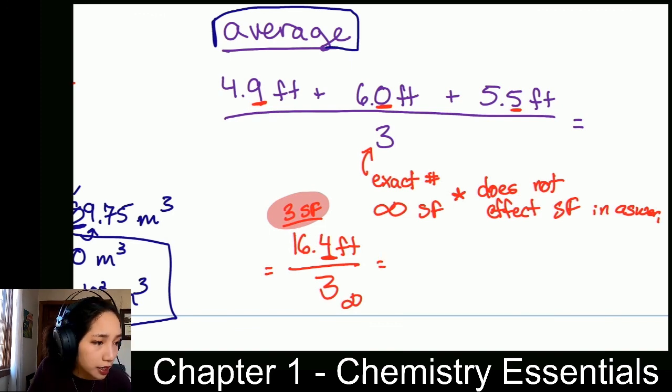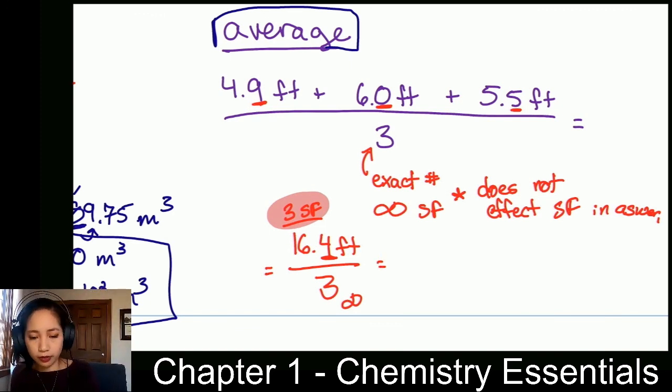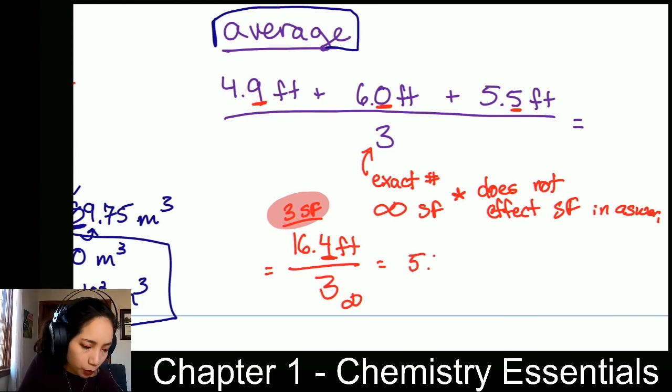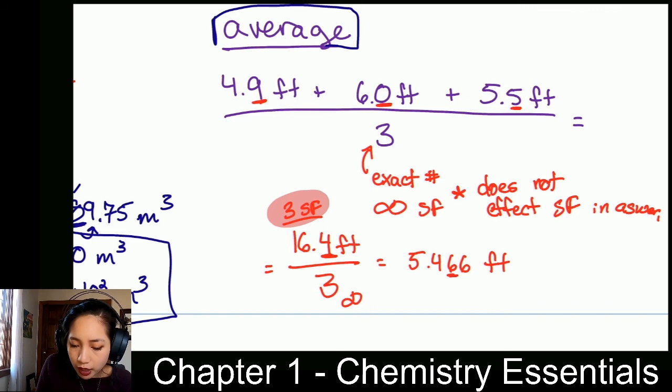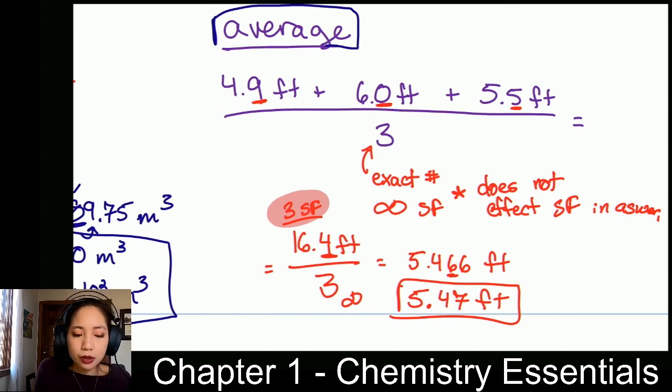So 16.4 divided by 3 is 5.466 feet. Right? So I said that I want to round to 3 sig figs. So our answer is going to be 5.47 feet. You might see here that each of the numbers we put in only go out to the tenths place. But if we follow sig fig rules correctly, the average we get out actually goes one more decimal place further. It actually goes to the hundredths place.